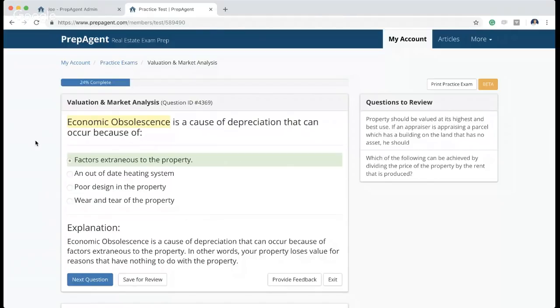If there's a four-bedroom house with one bathroom, what kind of depreciation would that be? Functional. Good.